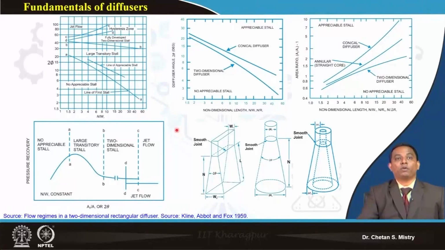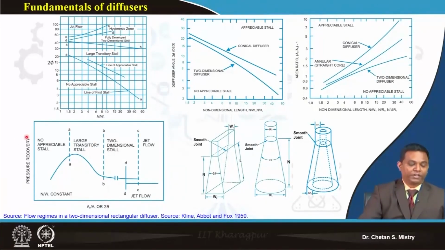Let me go to the next slide. Here, this represents my area ratio and my divergence angle with respect to my pressure recovery. Let me tell you what we mean by pressure recovery. That is nothing but the rise of my pressure, which is what I am expecting from the diffusion of the flow. Now, for that configuration, it says when I do not have any appreciable stall, I will get higher total pressure recovery. That means we are getting the diffusion we are looking for.